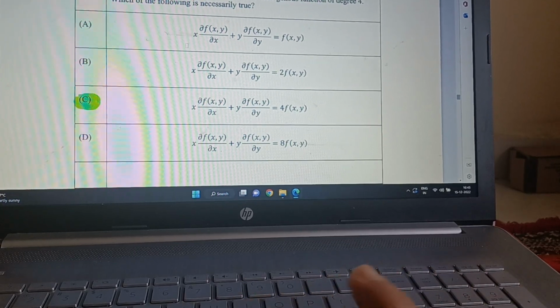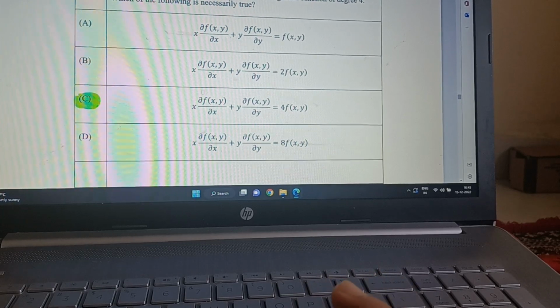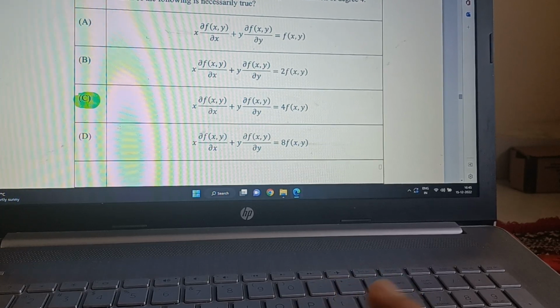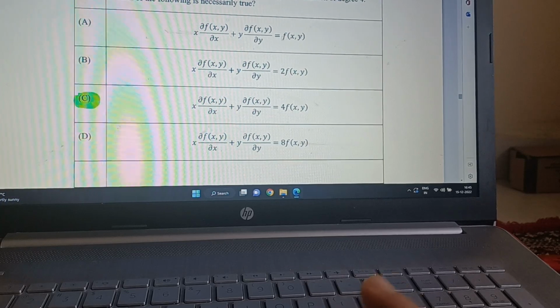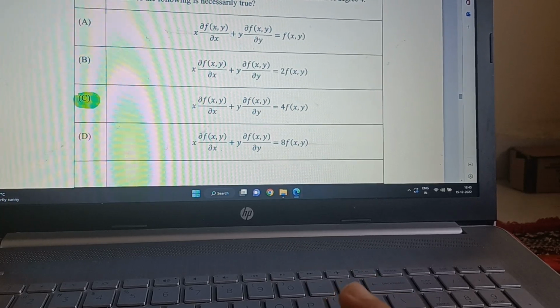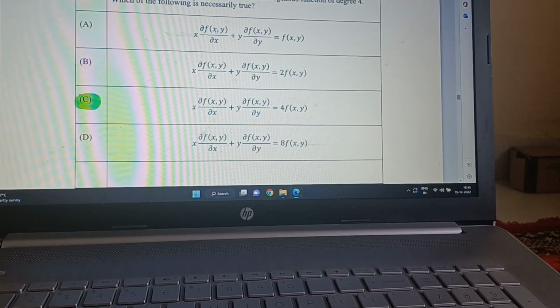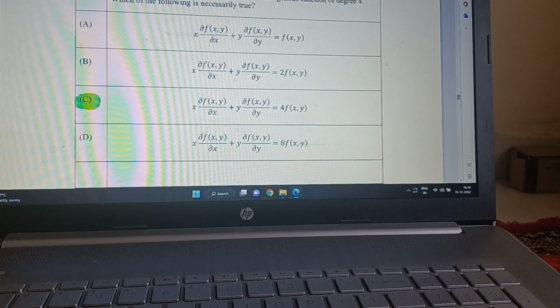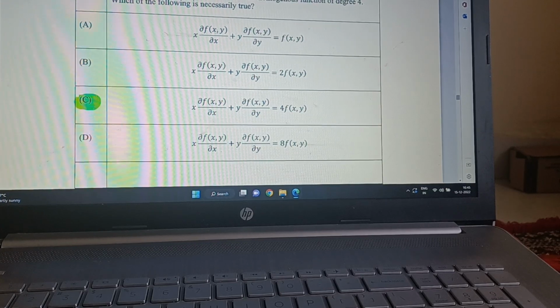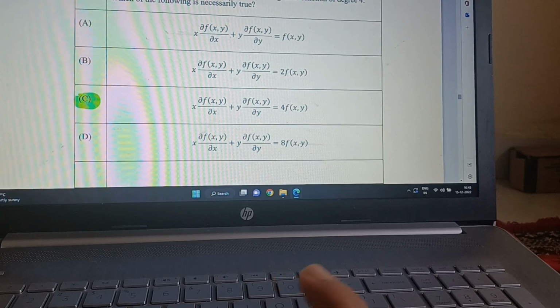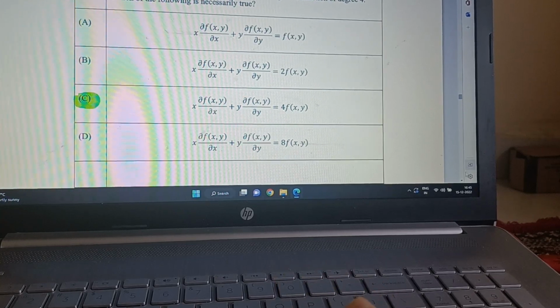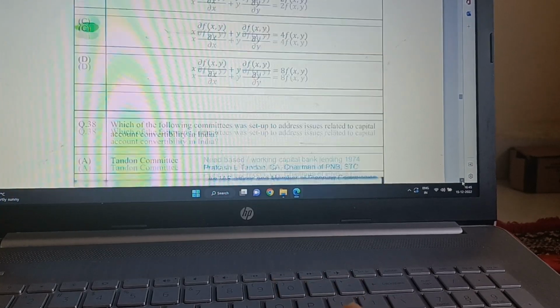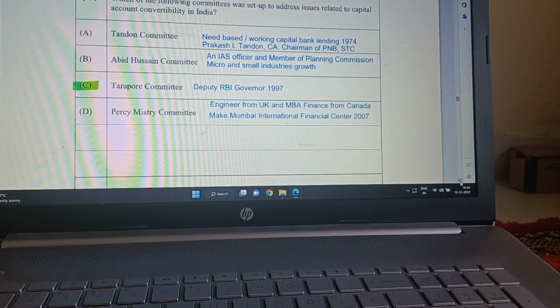The other ones don't match this, hence they are not the correct answer. For A, the degree should be 1. For B, the degree should be 2. And for D, the degree should be 8. So I hope you have learned this part as well.